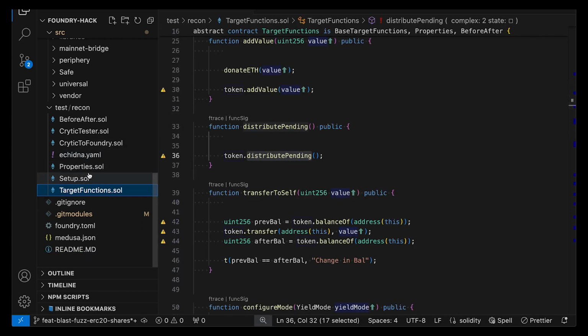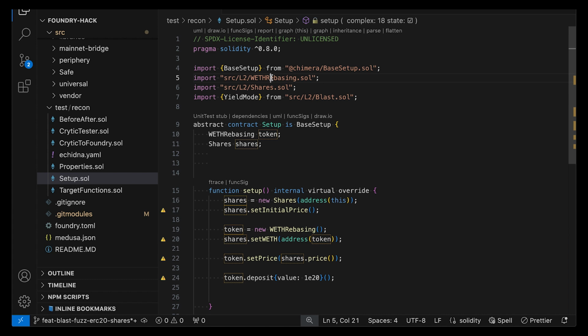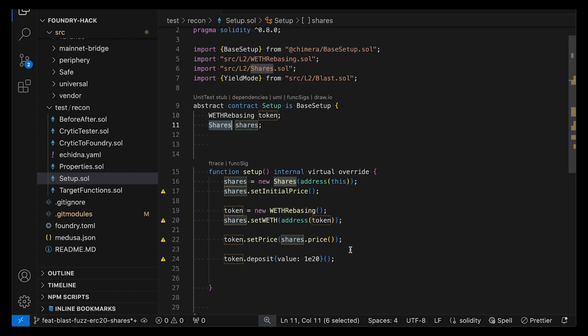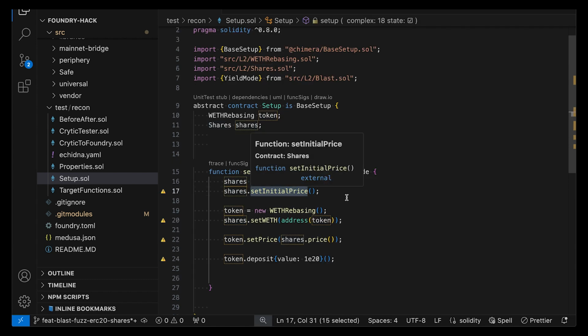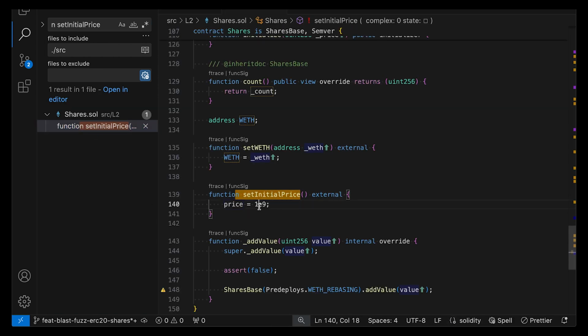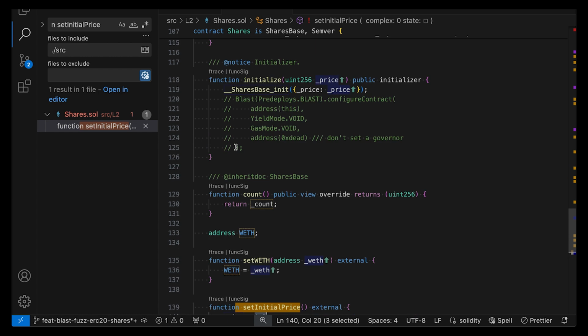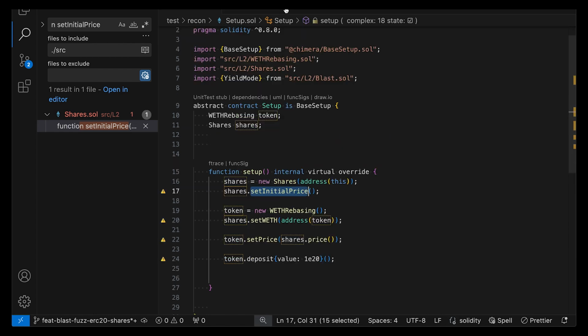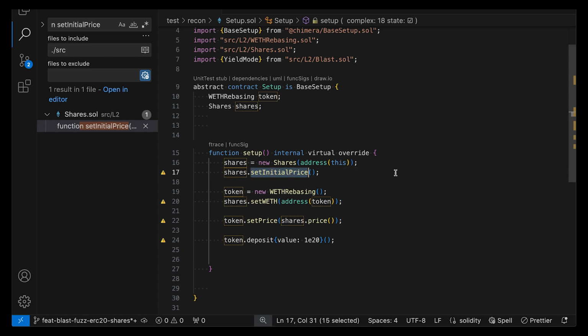time for us. So we can look at the setup where what I'm doing is I'm setting up the WETH contract, and then I'm setting up the shares contract. I then set an initial price, and I believe I added this function so that it would basically set it up as 1e9. I think because I removed this initialization, because I didn't want to deploy all of these meta contracts, just to keep everything simpler. And so we know that our initial price is 1e9.